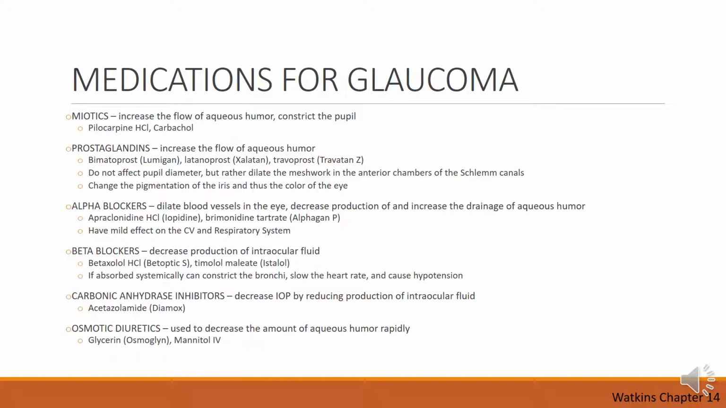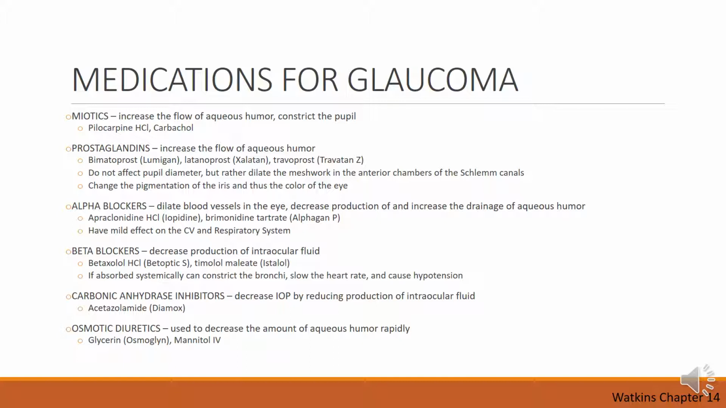Prostaglandins increase the flow of aqueous humor. These do not affect the pupil diameter, but actually dilate that meshwork in the anterior chambers and the Schlemm canal. They will change the pigmentation of the iris, so this will cause a change in the color of the eye of a patient. Prostaglandin. Anything that ends with prost, you can see that all of them end in prost. These are going to change the eye color for the patient, so you should make sure that you're educating them on that.